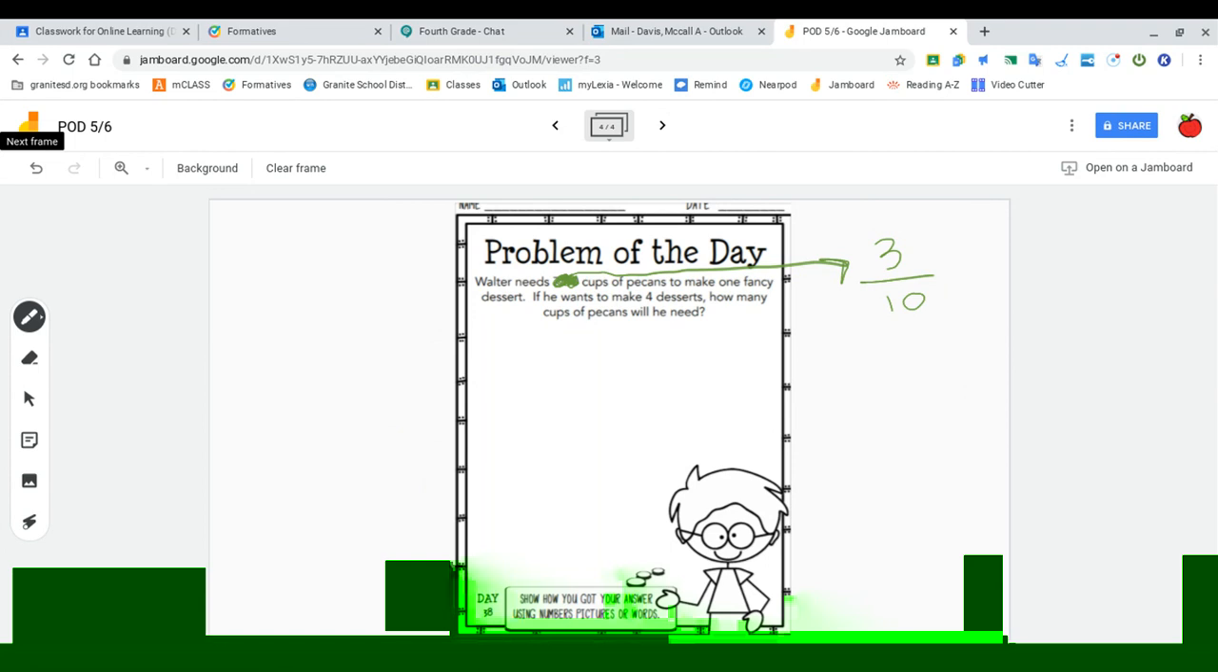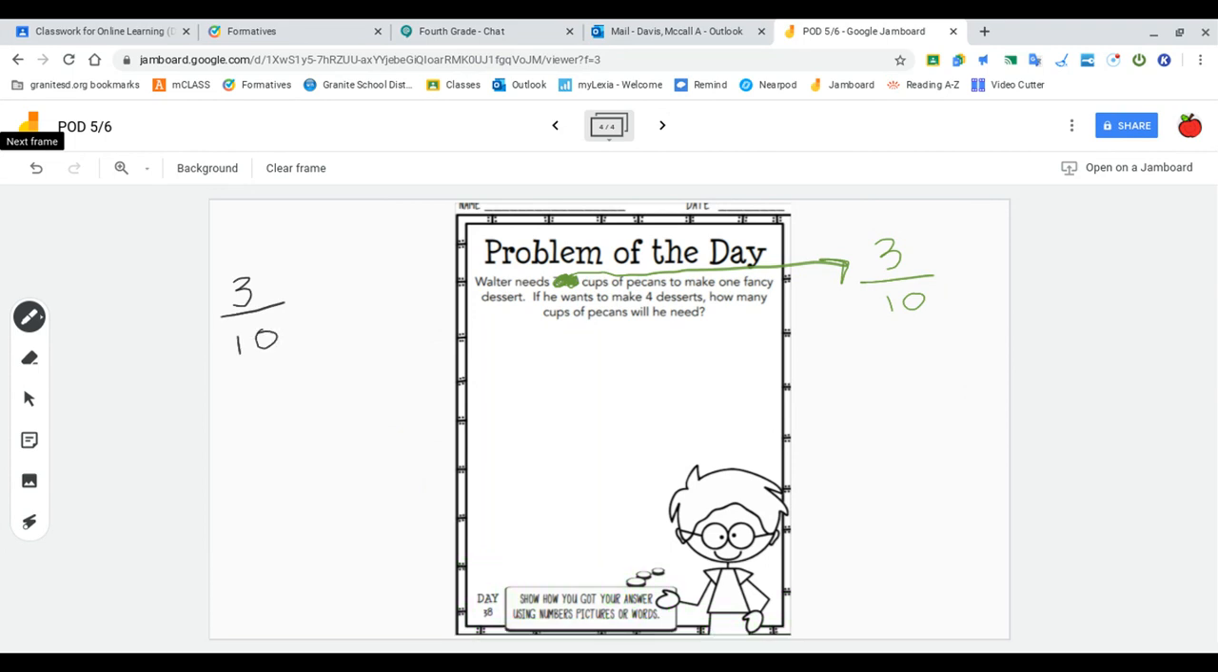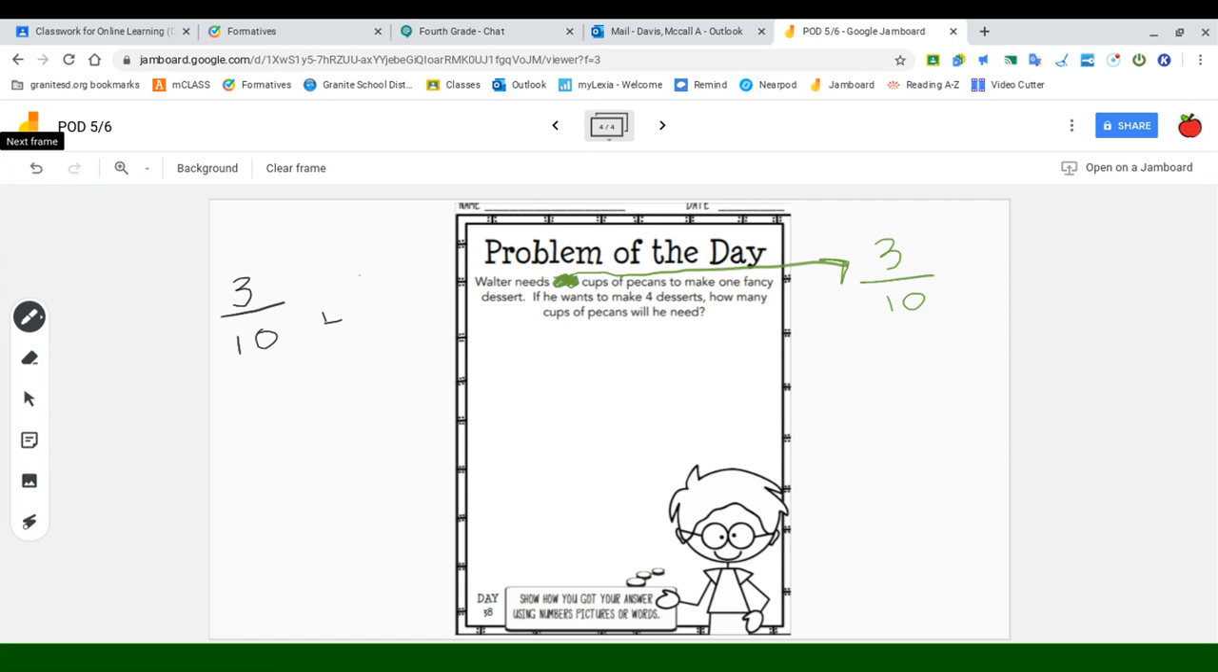Well, I could use repeated addition. So this is for 1 dessert. And then I can add, that's 2. This is 3, and so on. You guys have seen this before, but you are all probably predicting what I'm going to do. I'm going to say, that's hard. I don't really want to do that.